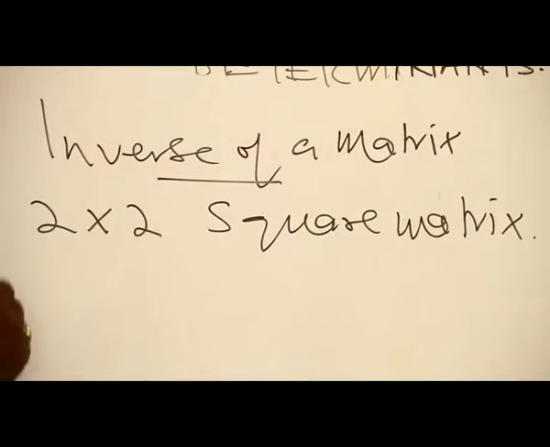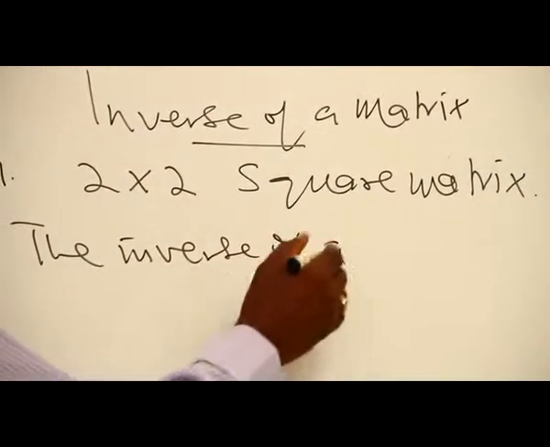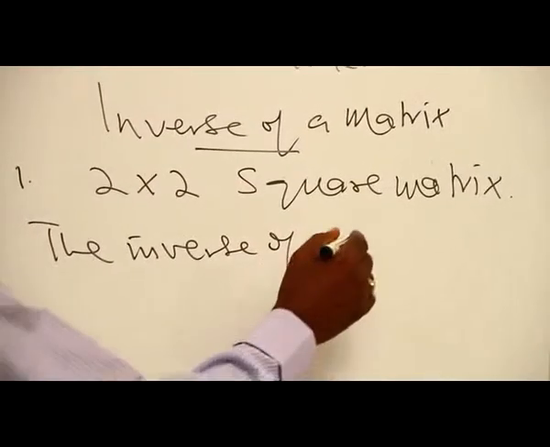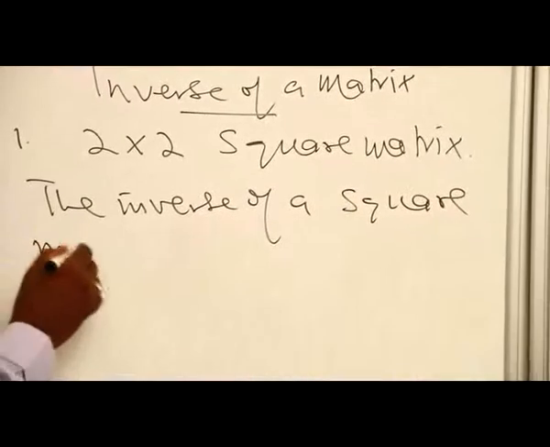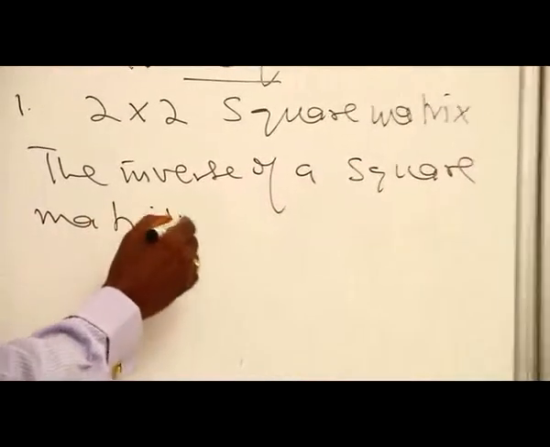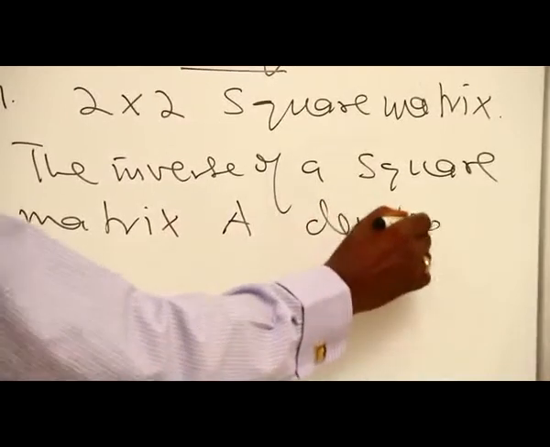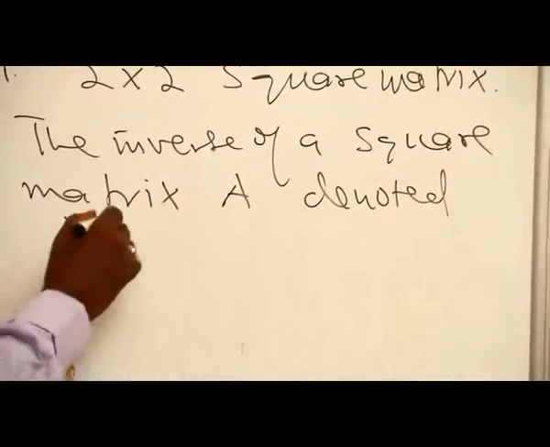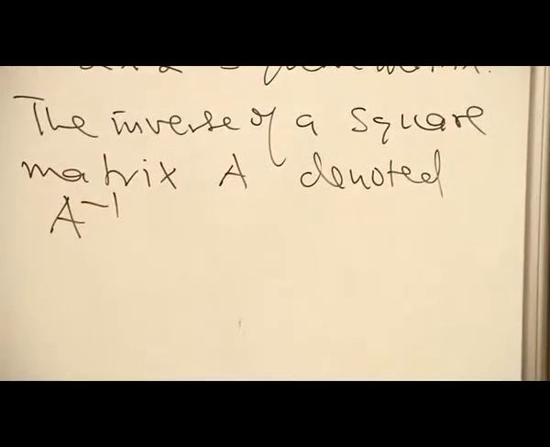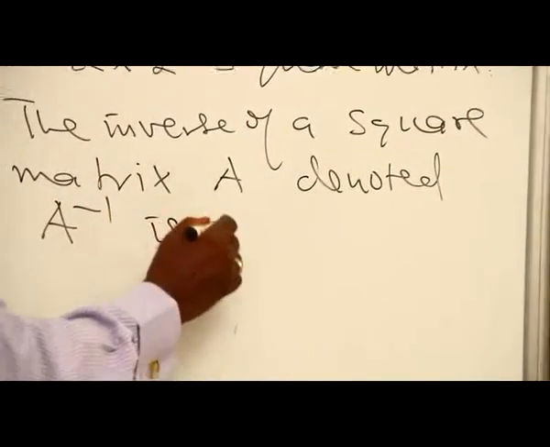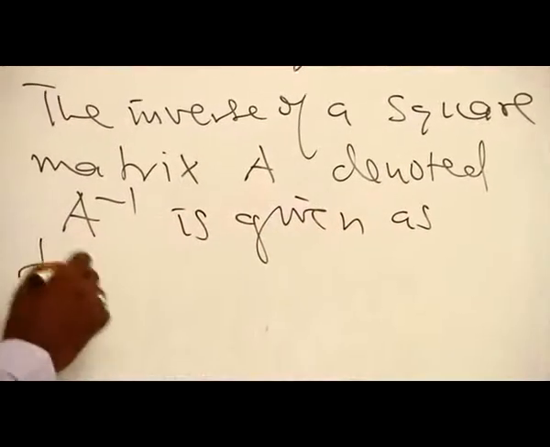The inverse of a square matrix A, denoted A to the power minus 1, which is A inverse, is given as follows.